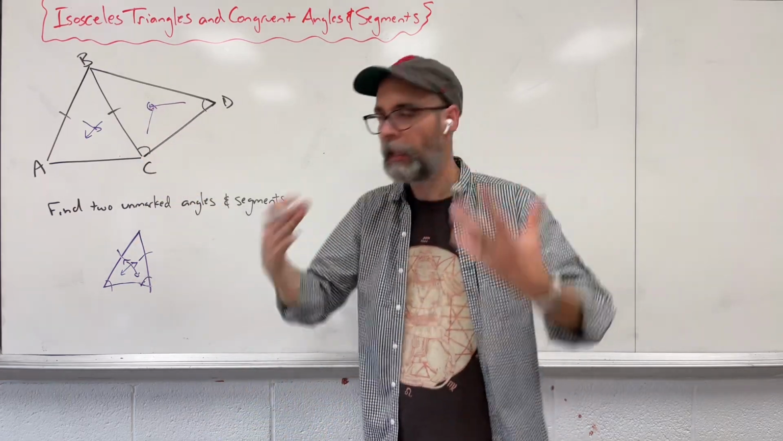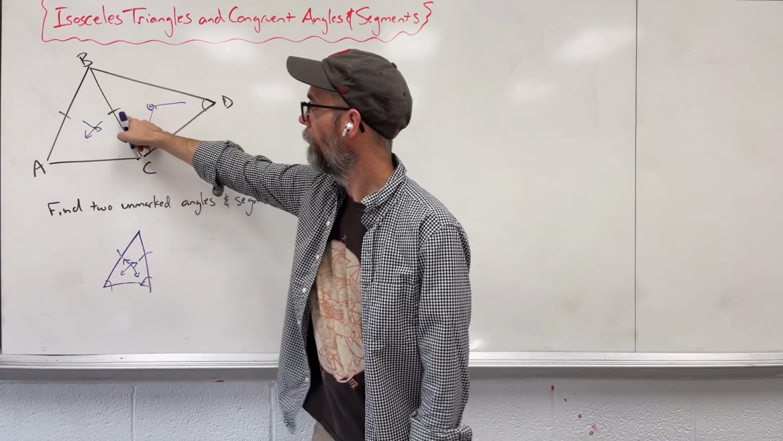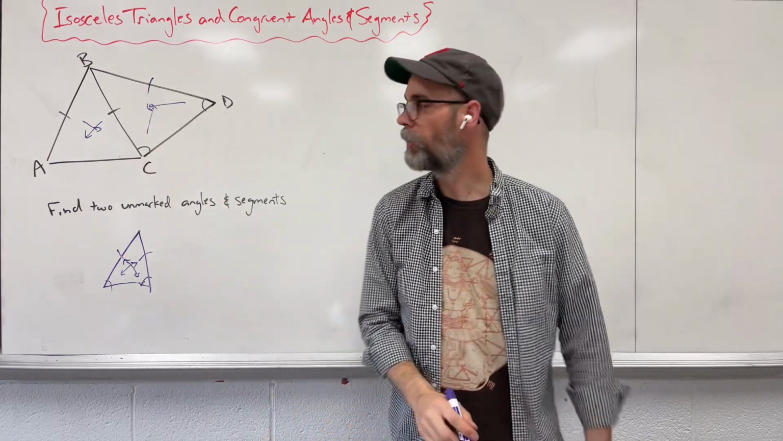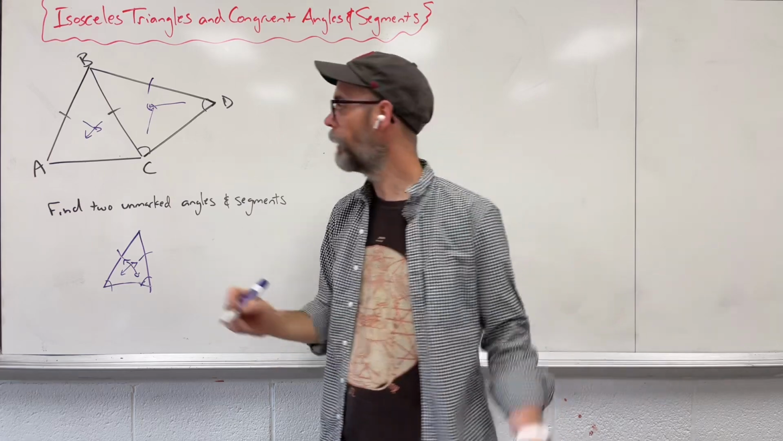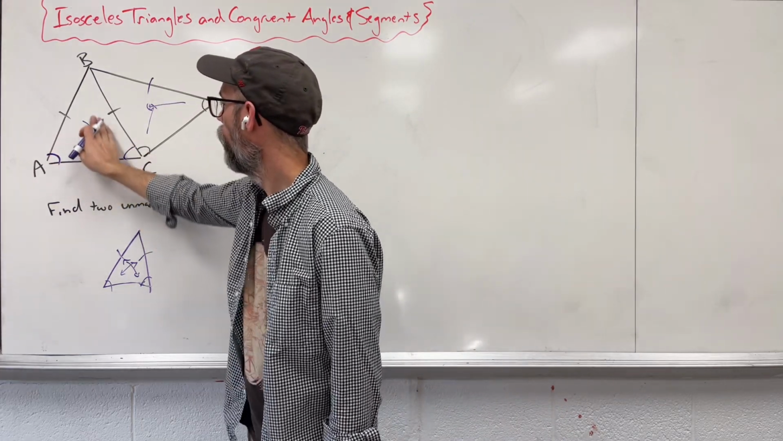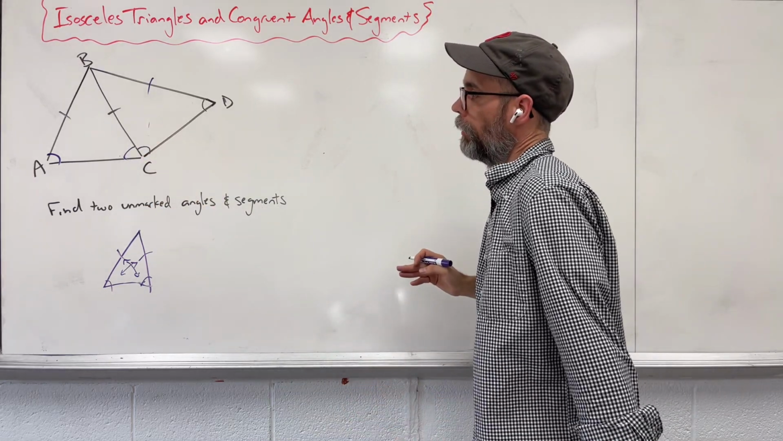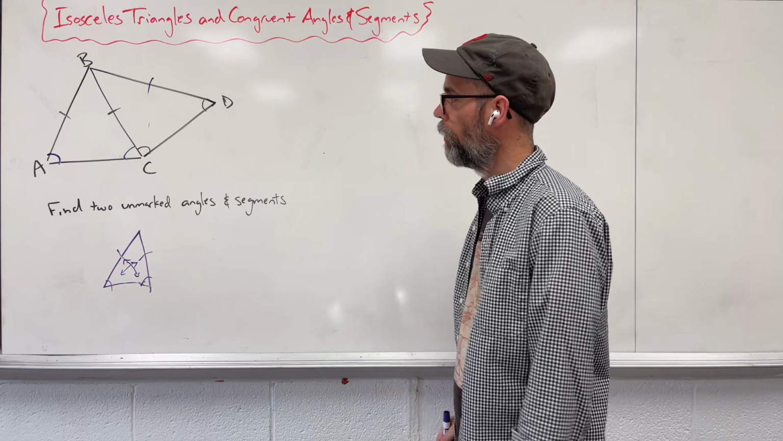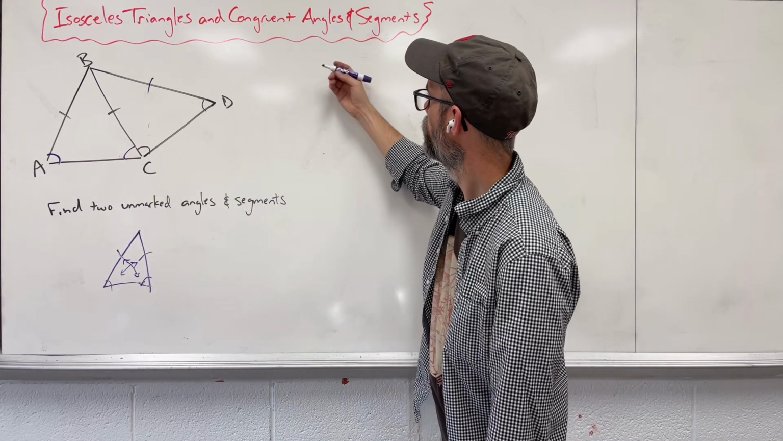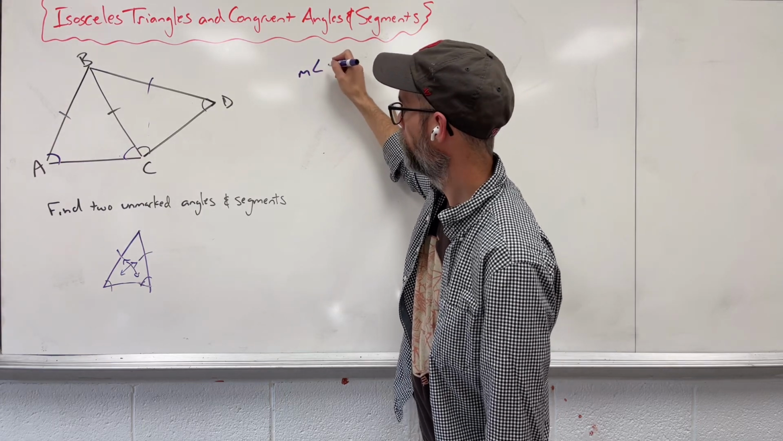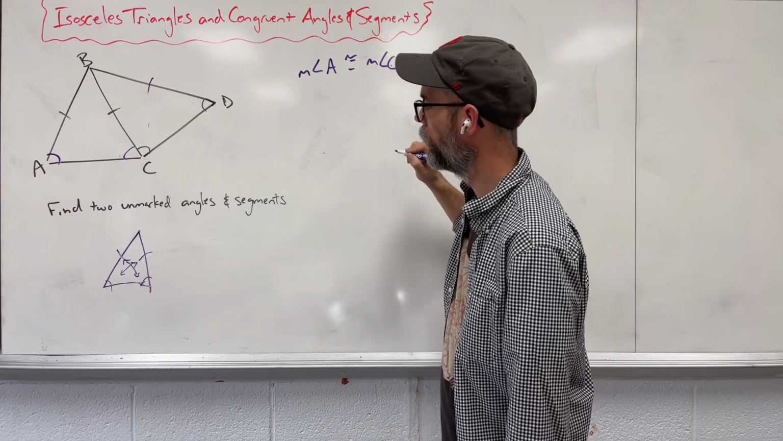So let's use that and label some more stuff on our picture. We know that these are the same. If I have one tick mark there, there has to be one tick mark there. And then if these have one arc on the angles, that means these have one arc on the angles. So let's use that. We know that angle A and C are congruent to each other. We're going to say the measure of angle A is congruent to the measure of angle C.